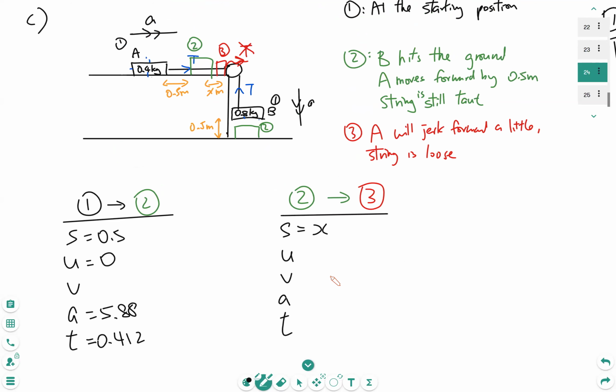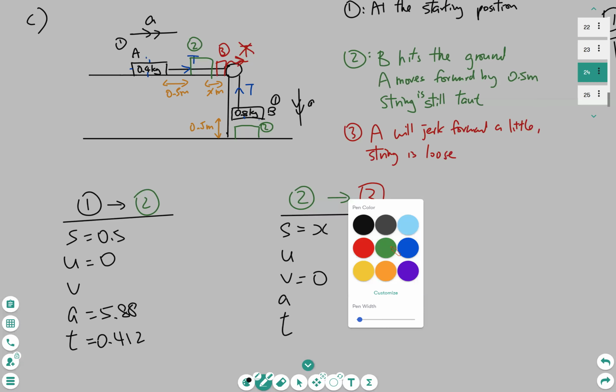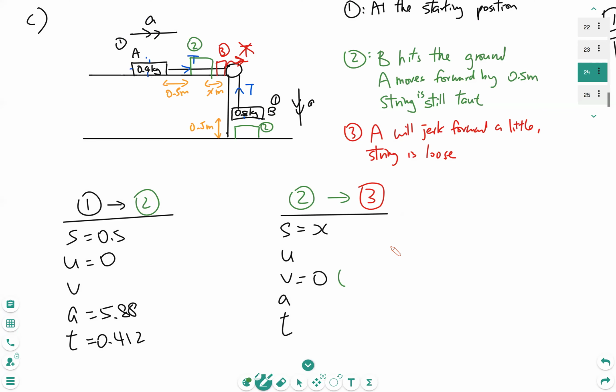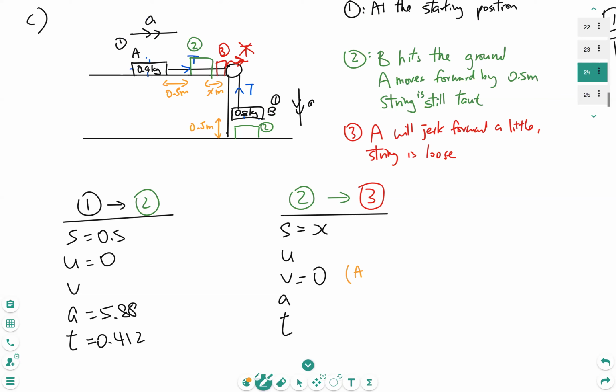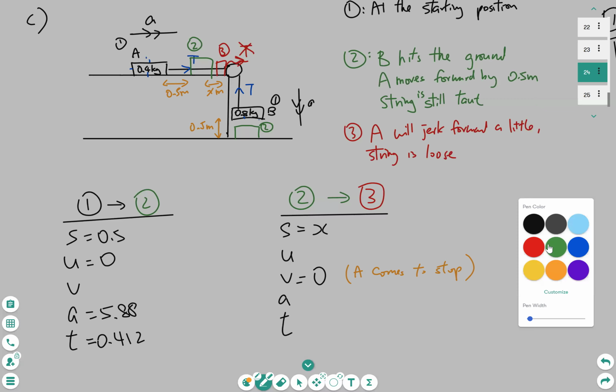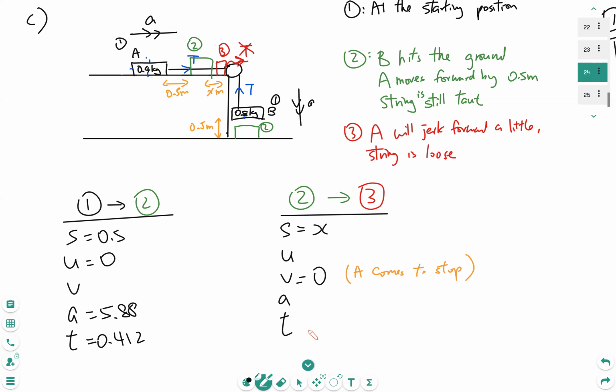Now we know the final velocity will be 0, because A will come to a stop. I'm going to use a different color, not green, because you might suspect the green has something to do with motion 2, but actually it doesn't. A comes to a stop. Now, the acceleration: is the acceleration the same as 5.88?